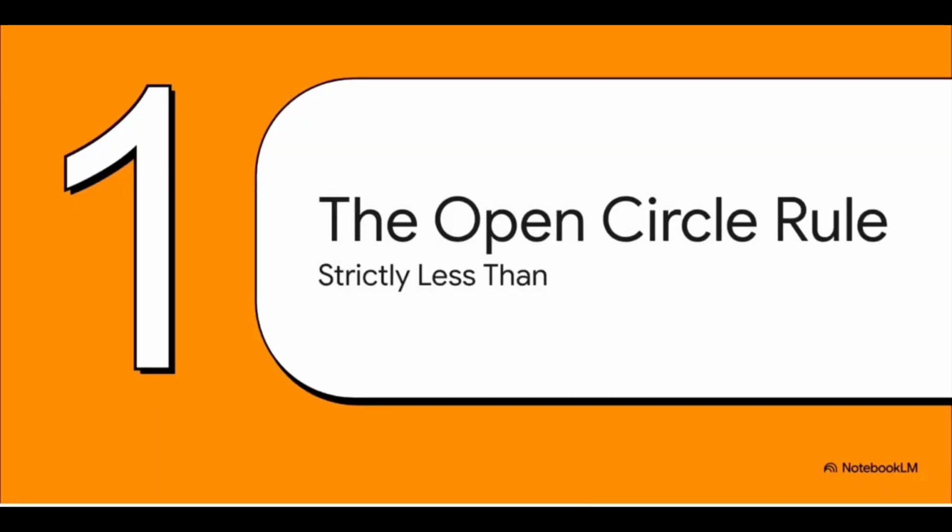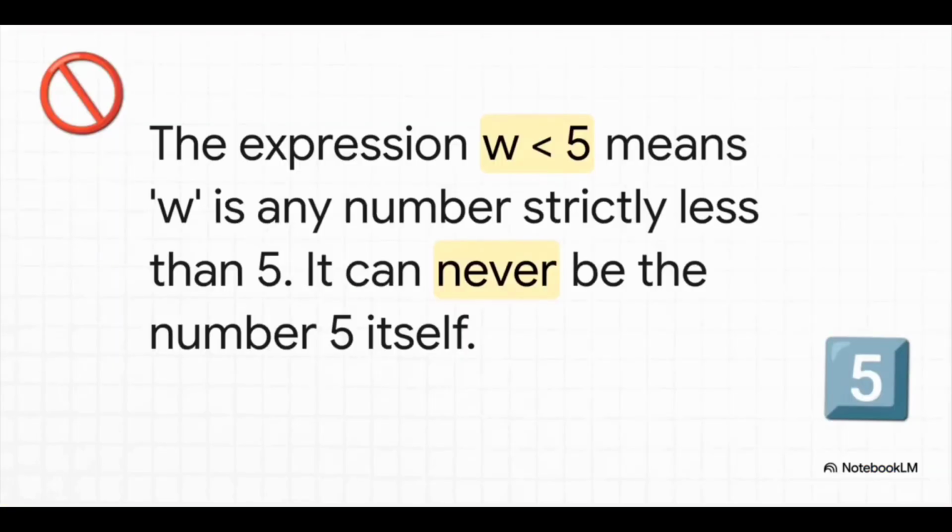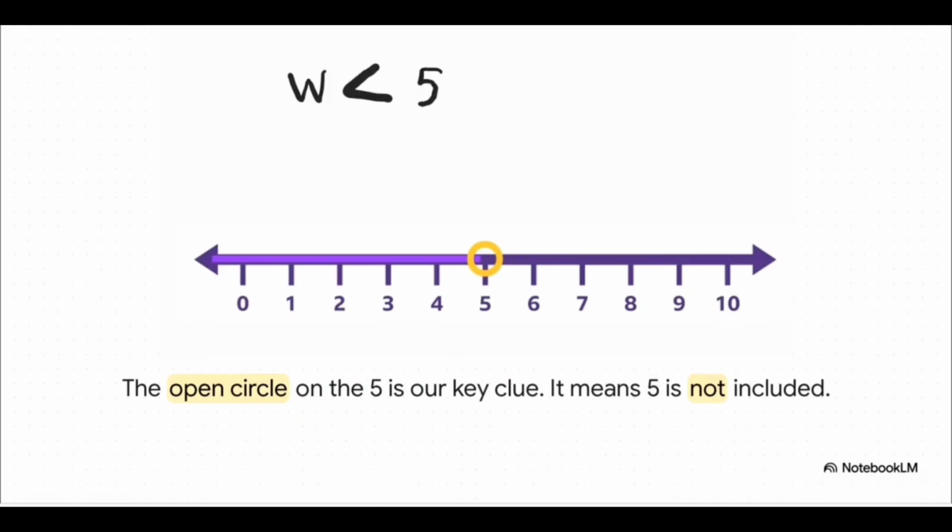All right, our first tool in the toolbox is what we call the open circle. This is what we pull out when we're dealing with a really strict boundary. So let's look at this expression. W is less than 5. What this means is that W can be any number you can possibly think of, all the way up to 5. But it can never, ever be 5 itself. 4.99999 is fine, but 5? Nope. Off limits.